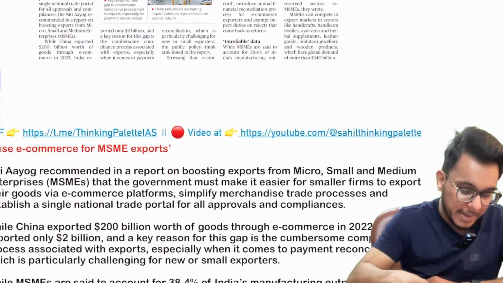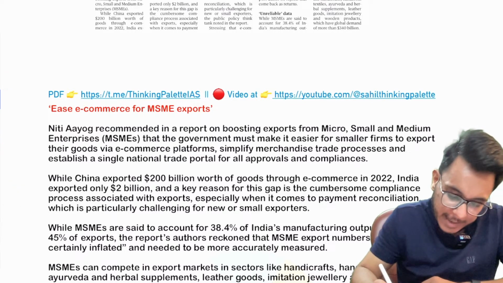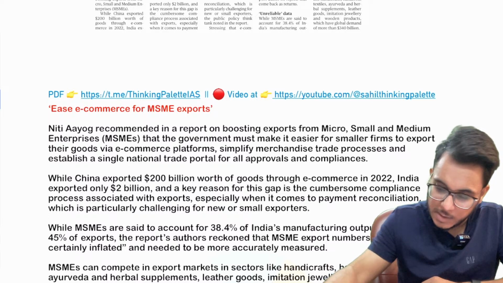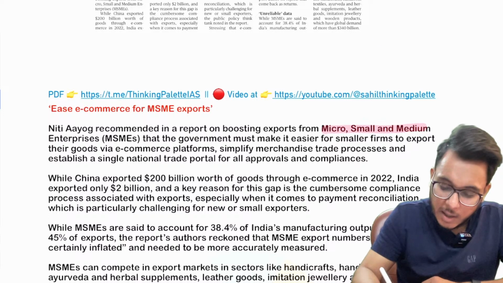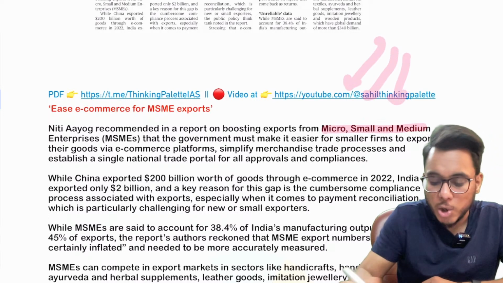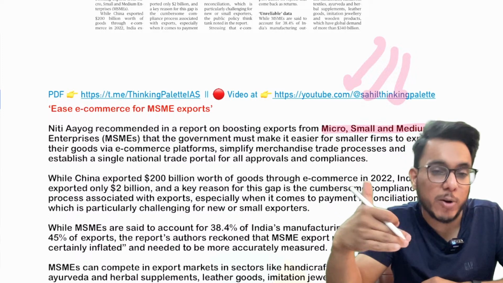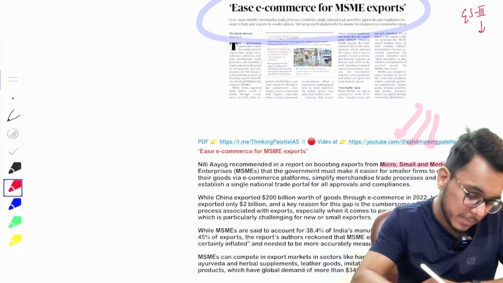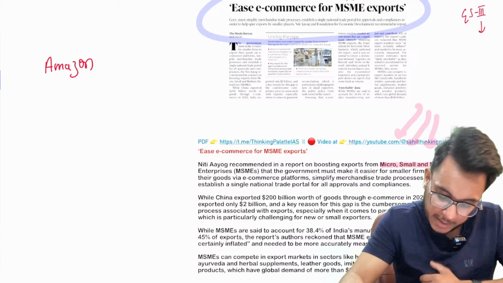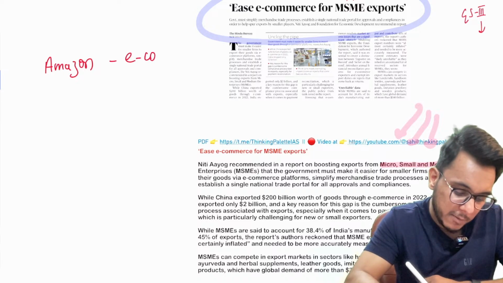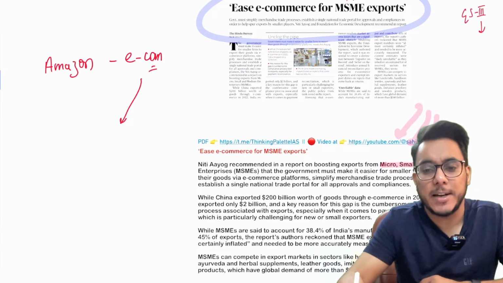Now what has happened? Niti Aayog has recommended in a report that MSMEs are burdened with a lot of compliances, particularly in terms of exports if they are making them from marketplaces. Now you see this. Amazon is a marketplace, an e-commerce platform. You order any good or product from Amazon, it will be delivered.